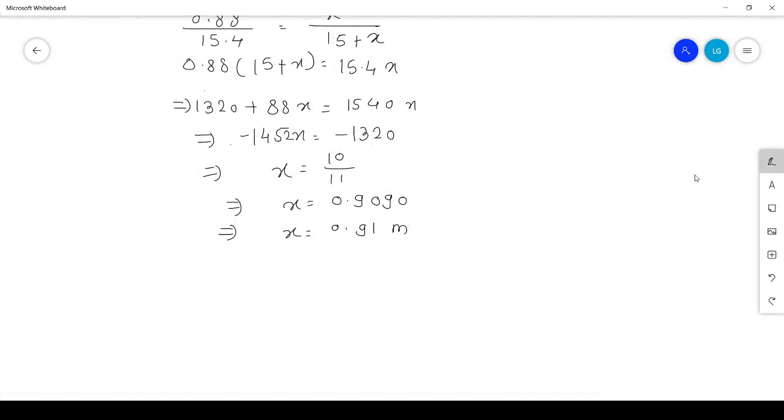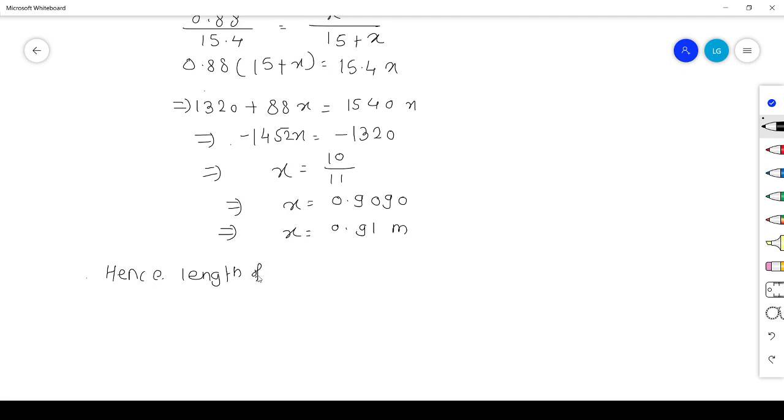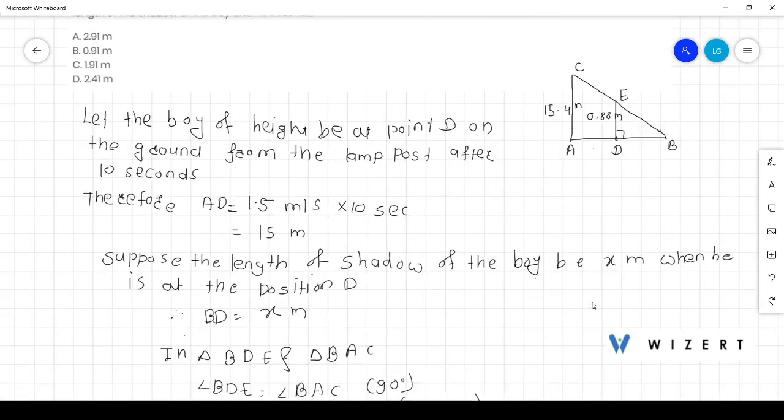Hence the length of the shadow of the boy be 0.91 meter. That is our correct option is option B, which is 0.91 meter.